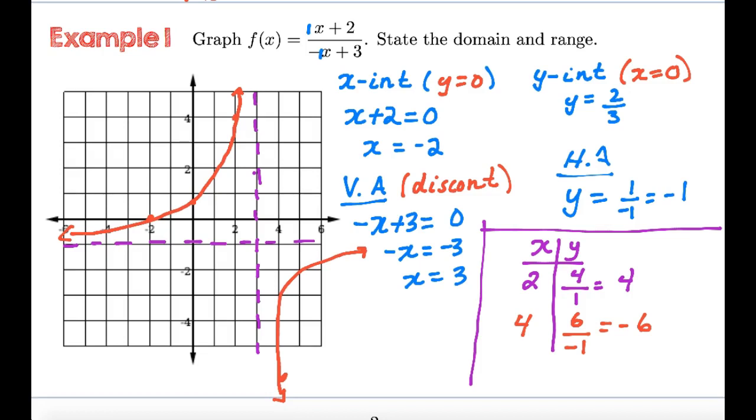The range, if you look at the graph, you might be able to get it. The domain is all real numbers except for, look, I can go all real numbers except 3. So there's a couple ways you can do this. You can go -infinity to 3, and then union with 3 to infinity. That's the domain. The range is all real numbers except for -1. So that's from -infinity to -1, and union with -1 to infinity.